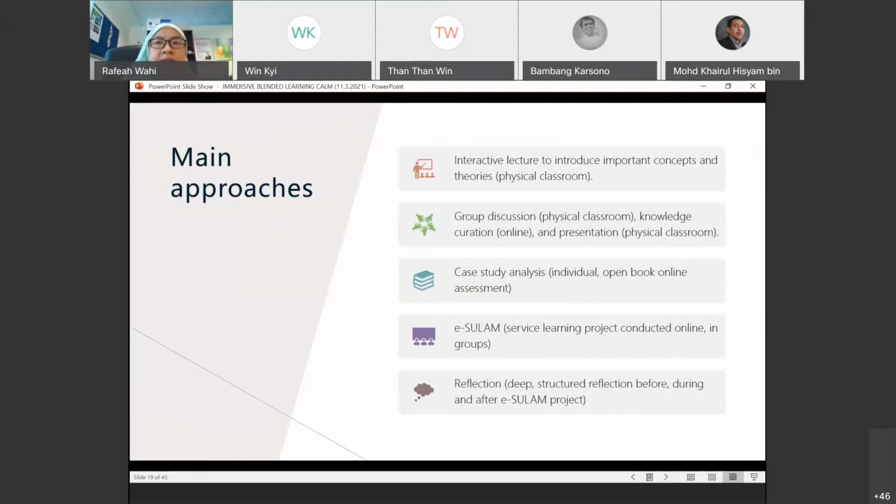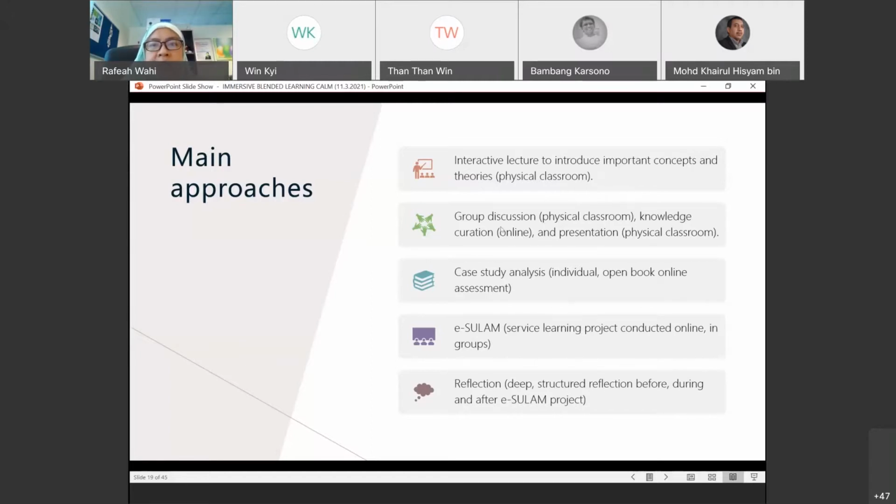We have interactive lecture, meaning that we have lecture for 20 minutes, followed by discussion, and then we ask the students to play some games and create learning materials for themselves, share their materials with their peers and so on, right? So interactive lecture, where we introduce important concepts and theories in physical classroom, and after that, online classroom.